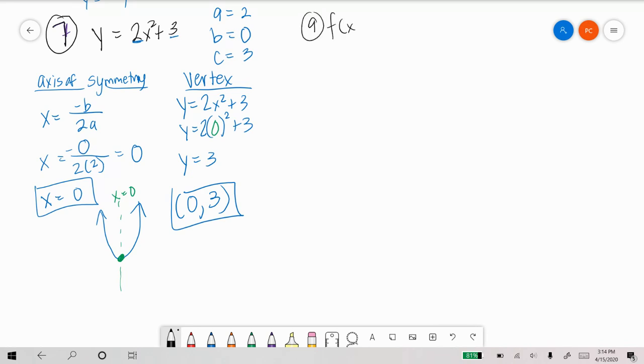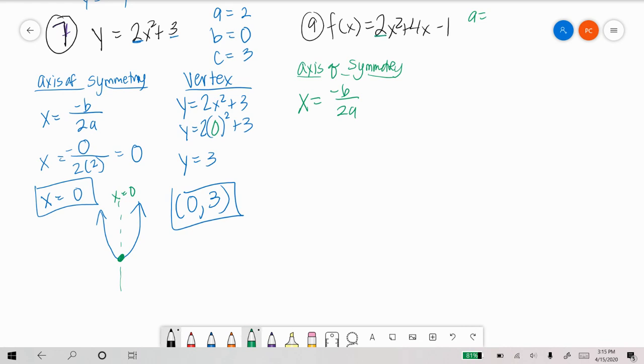Number 9. f of x equals 2x squared plus 4x minus 1. Same thing, we're going to identify the axis of symmetry and then find the vertex. The axis of symmetry is still given by x equals negative b over 2a. So let's identify our a, our b, and our c.